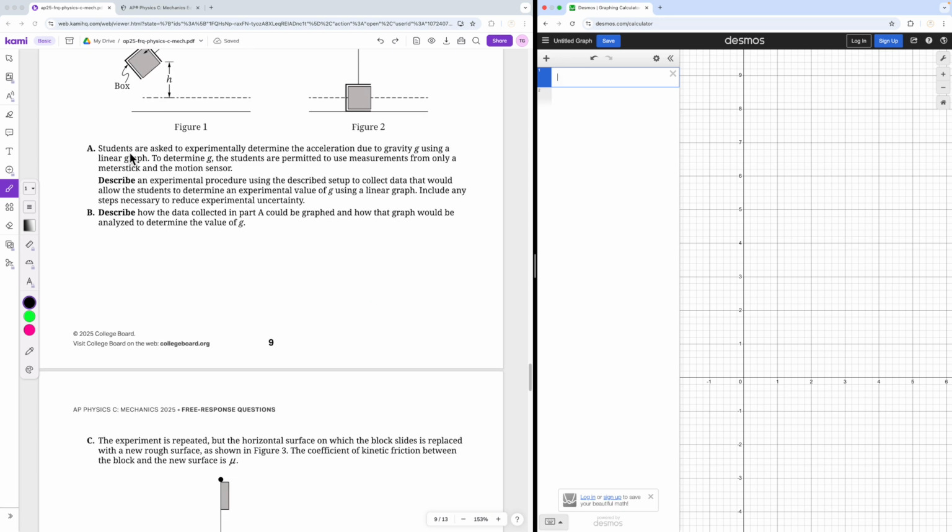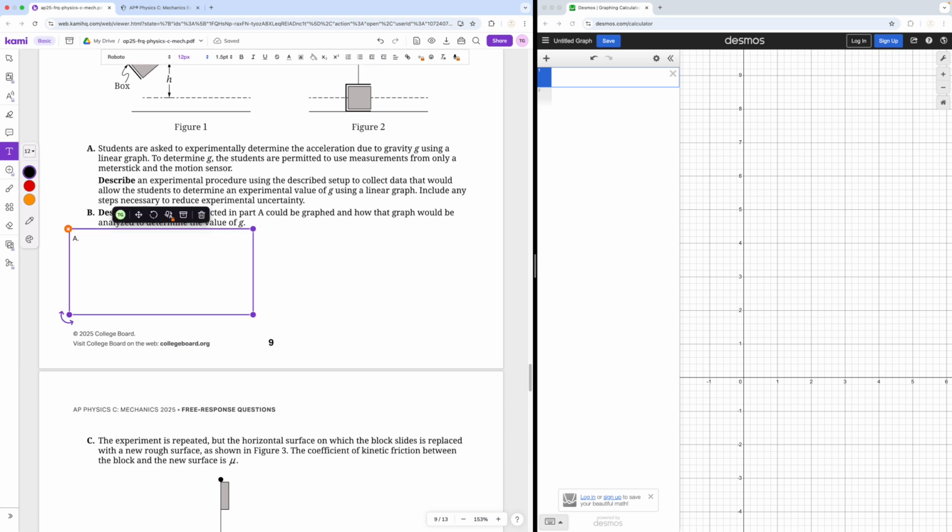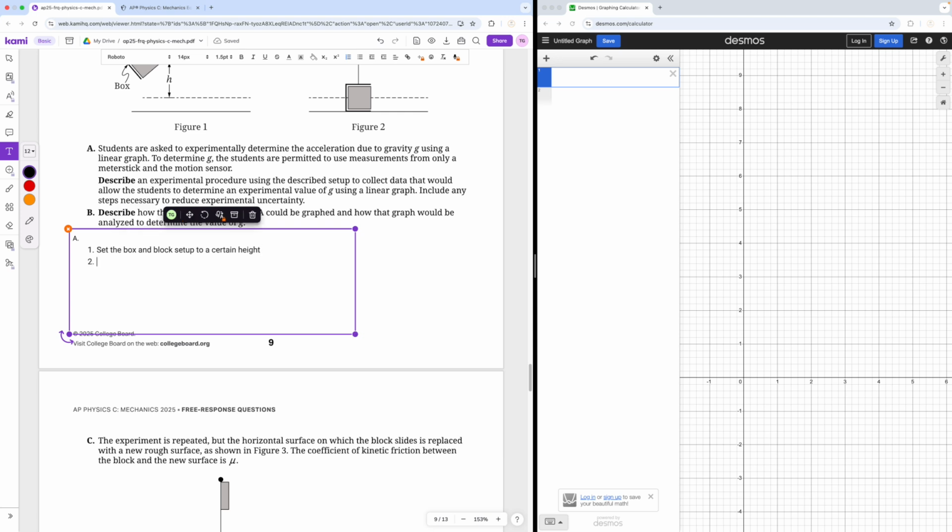So what do we have to do? Students are asked to experimentally determine the acceleration due to gravity using a linear graph. So we have to describe an experimental procedure that the students can do using what they have here, a meter stick and motion sensor, to collect data and then determine g. So let's actually write the method. So A, number 1, set the box and block setup to a certain height. And this is a height that's determined by the students, any random height.